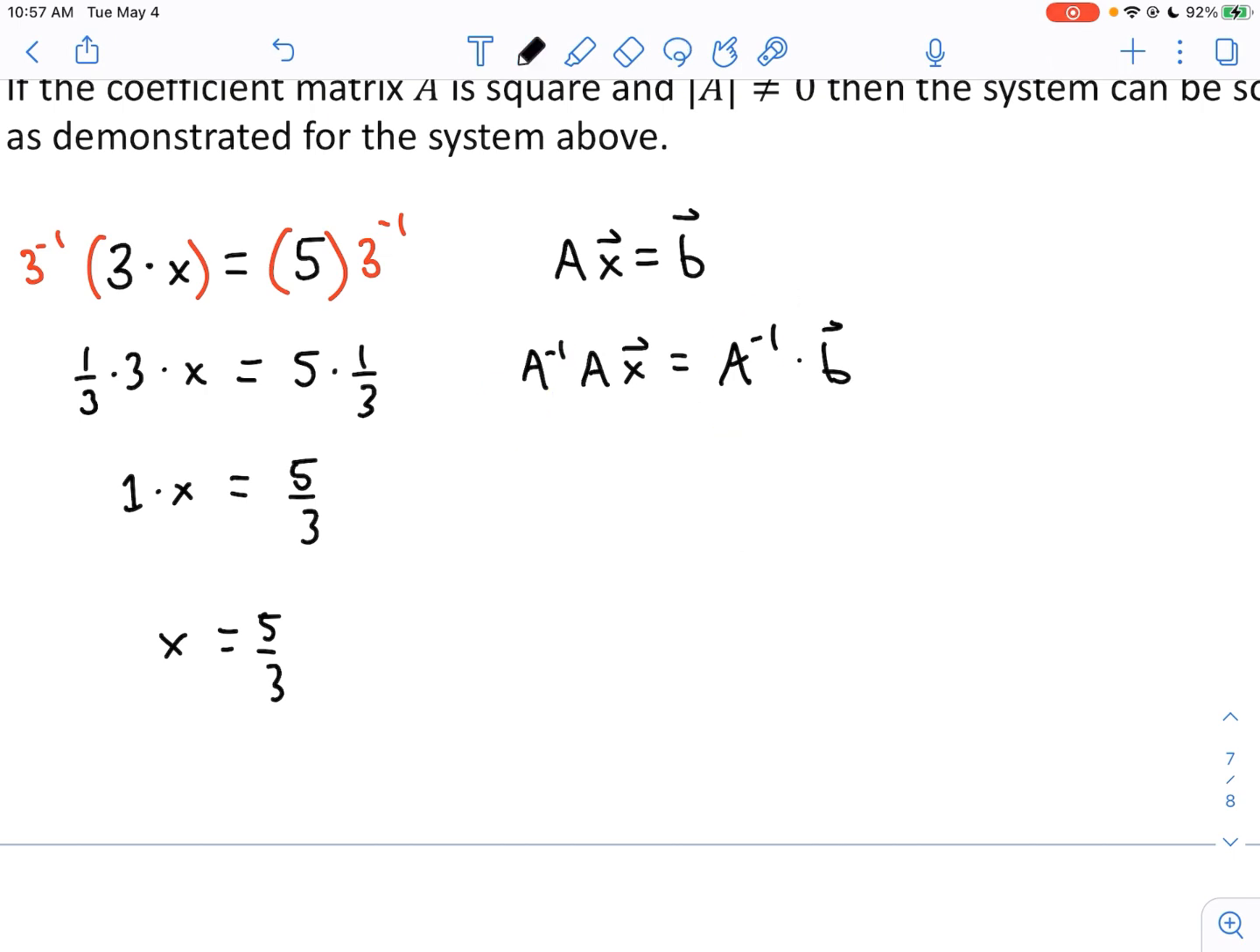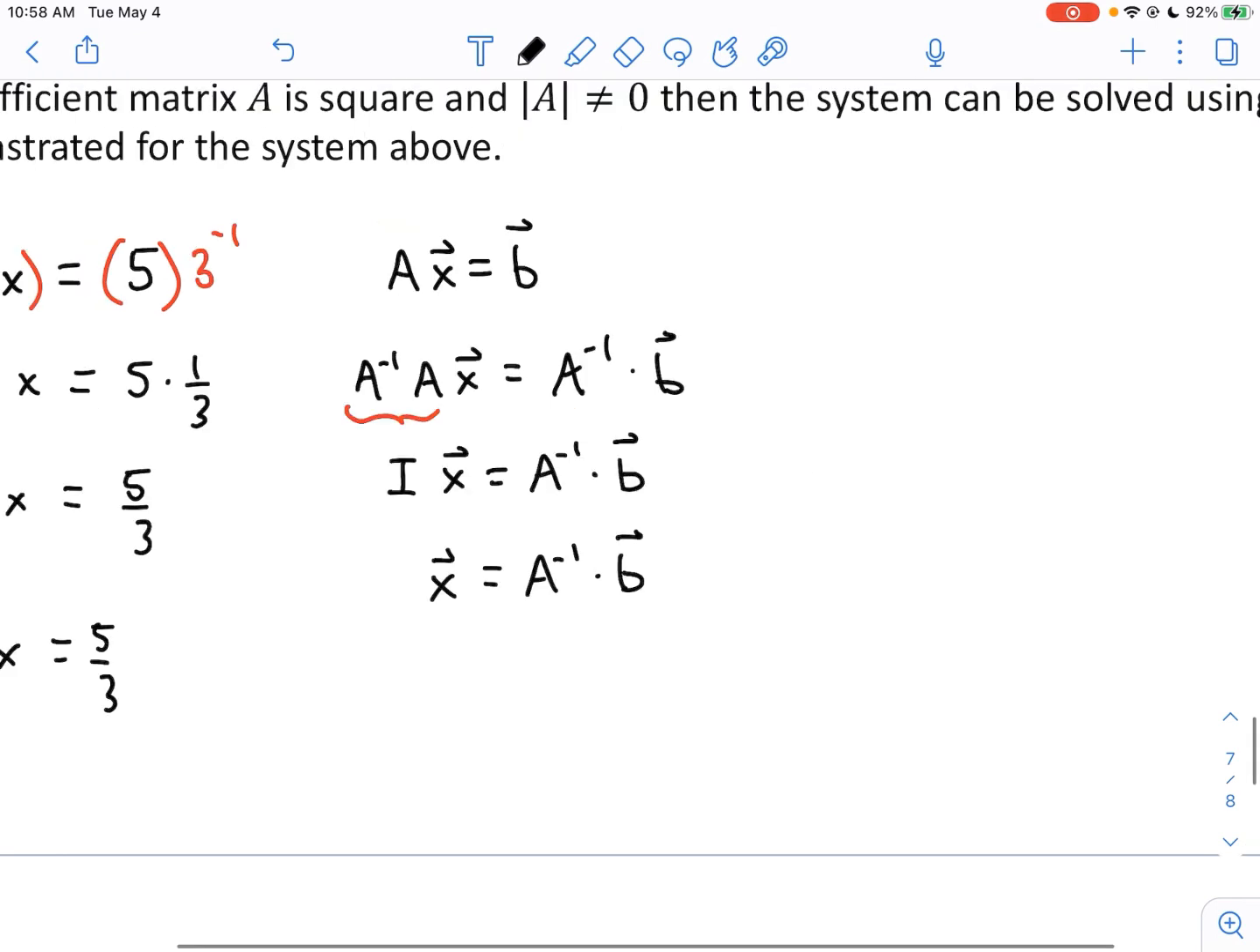And now we use the fact that A inverse times A will give you the identity matrix. So you're going to get some sort of appropriate size identity matrix times the vector x equals the inverse matrix of A times the vector B. But of course, multiplying the identity times anything doesn't change it. So the vector x times the identity will stay the vector x. You can find x by multiplying the inverse of A times the vector B.